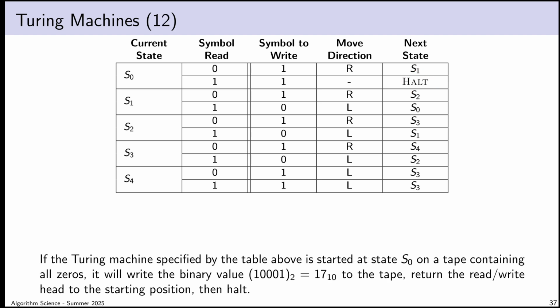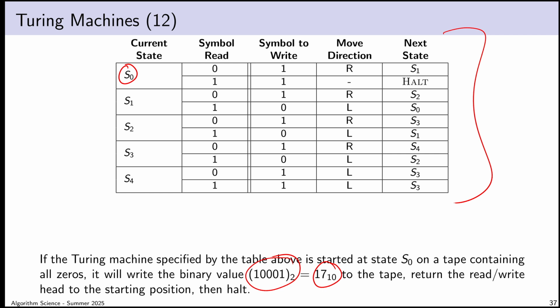Okay, so what about this program here? I have this table that specifies a Turing machine. This is a very simple Turing machine program. If I start this Turing machine at state S0, I think that's a reasonable starting state, and the tape when I start the machine contains all zeros, so it's the analog of a blank tape, then the program will write the binary value 10001, which happens to be the binary representation of the number 17.